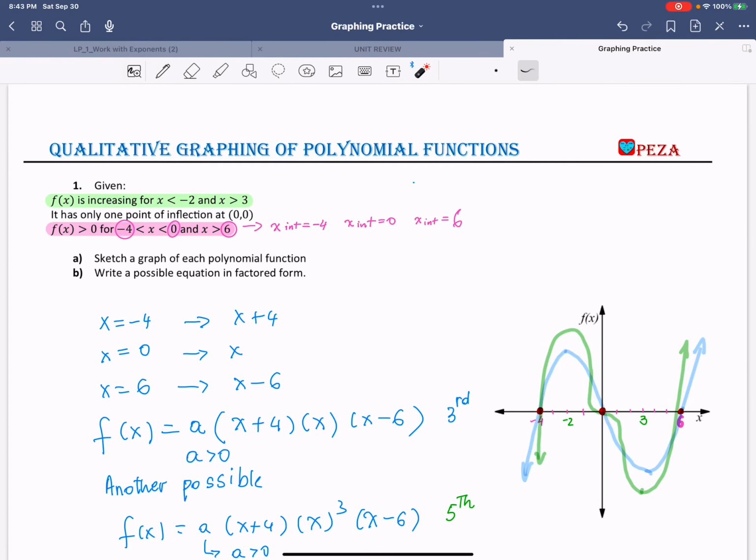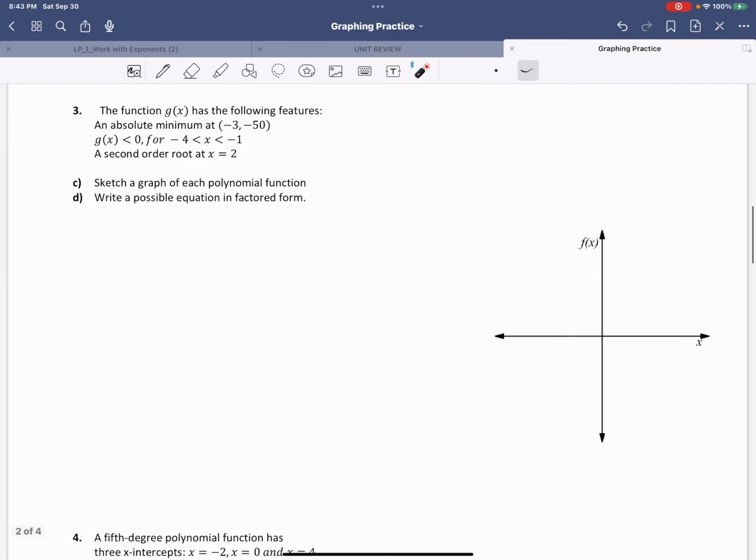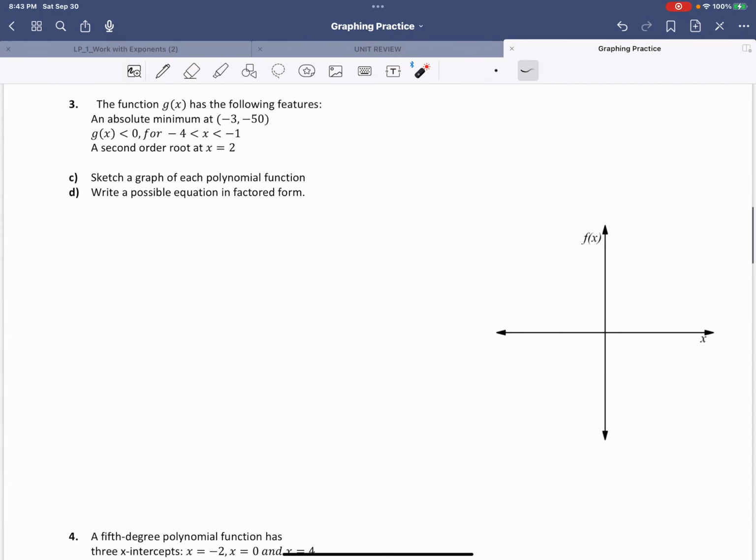Welcome back to qualitative graphing of polynomial functions. We're moving on to the next exercise, number 3. The function g(x) has the following features. It has an absolute minimum at (-3, -50).